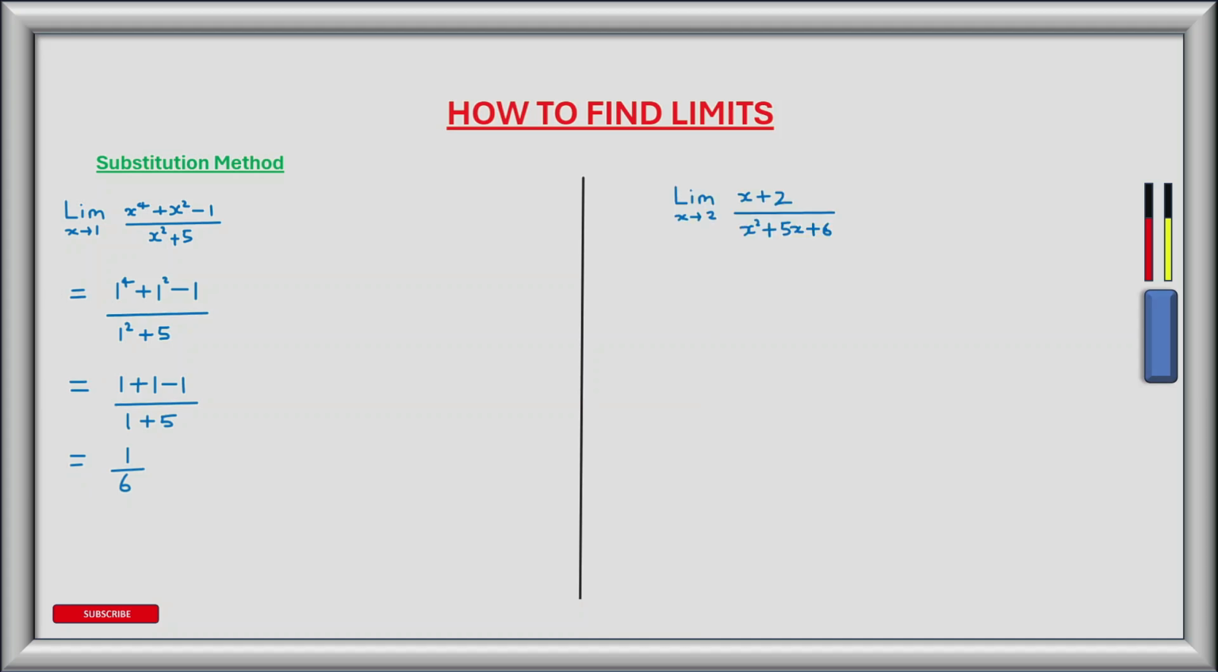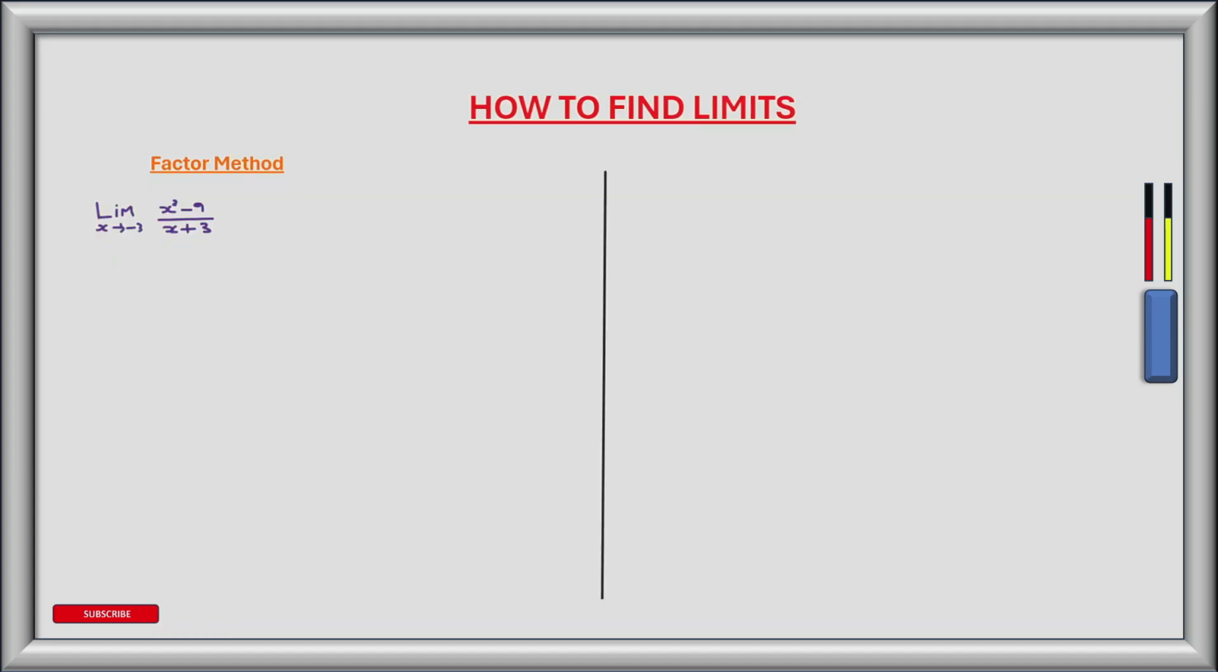So using the substitution method again, let's try and find the limit as x approaches 2 of x plus 2 divided by x squared plus 5x plus 6. So we need to substitute the value of 2 into our function. When we do this, we get 2 plus 2 in the numerator divided by 2 to the power of 2 plus 5 times 2 plus 6. And this evaluates to 4 divided by 4 plus 10 plus 6, which is 4 divided by 20, which is 1/5.